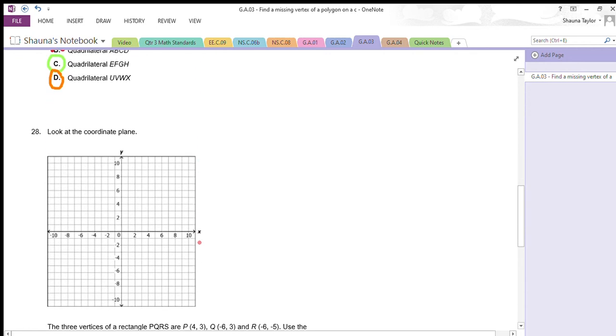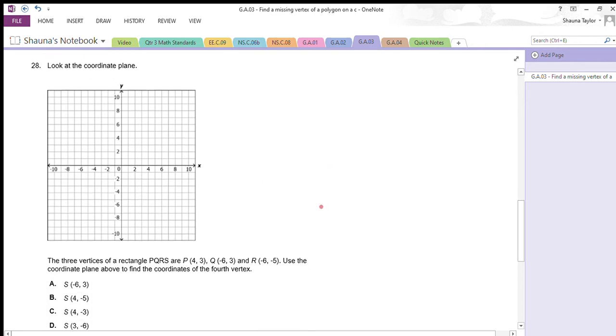Okay, come down to the next one, number 28. They're showing us a coordinate plane, and they're saying the 3 vertices of rectangle PQRS are these ordered pairs. So here's P, Q, and R. Use the coordinate plane above to find the coordinate of the 4th vertex. So we're missing a point. So let's go ahead and find this, all right?